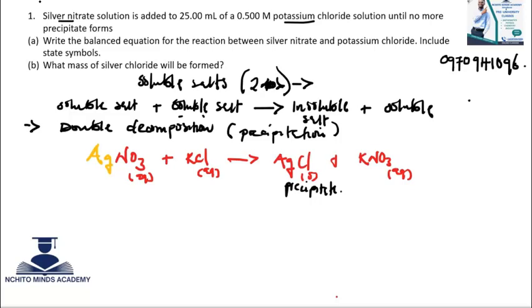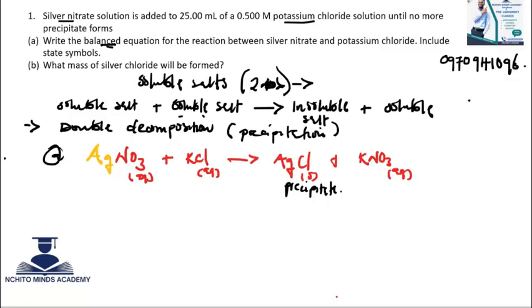Now we need to counter check after writing: is the equation balanced? If you look at the equation, it is balanced because we have one silver, one nitrate, one nitrogen, oxygen 3, potassium 1, chlorine 1. So this reaction is balanced. By balancing we mean the number of atoms on the reactant side must be equal to the number of atoms on the product side. That's what we mean by a balanced equation. So you need to counter check after writing. So this is your A.